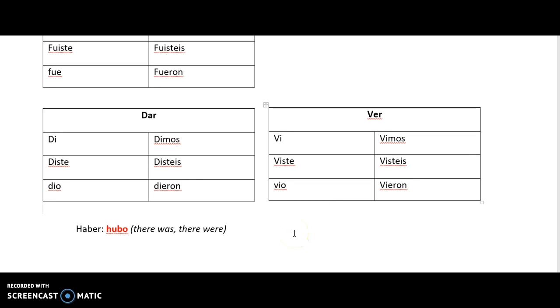Now, our last little piece is the verb haber. In the present tense, we have hay, there is or there are. In the preterite tense, we have hubo, there was or there were.